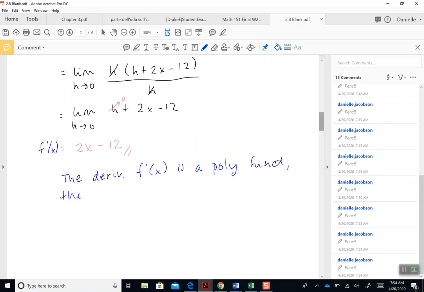Okay, therefore, this function f is differentiable, meaning you can take the derivative everywhere.